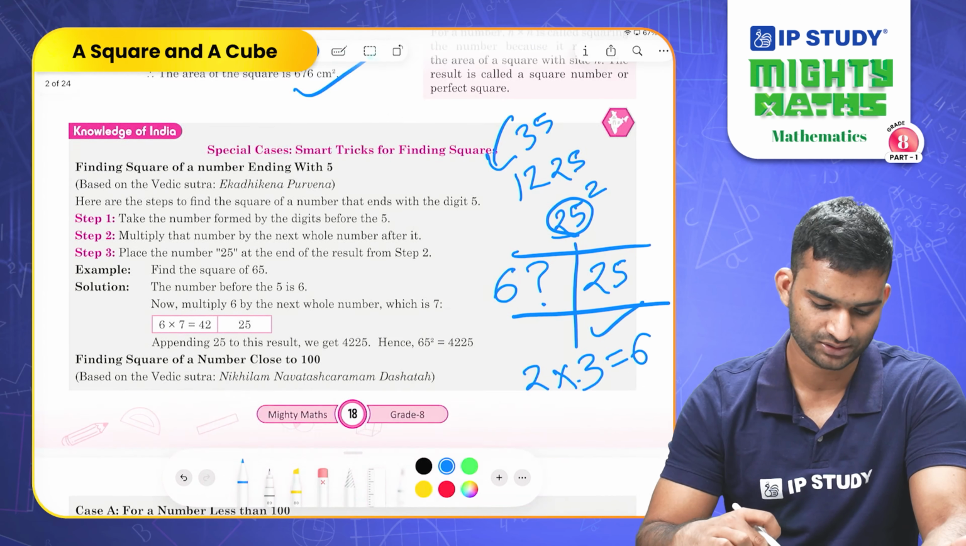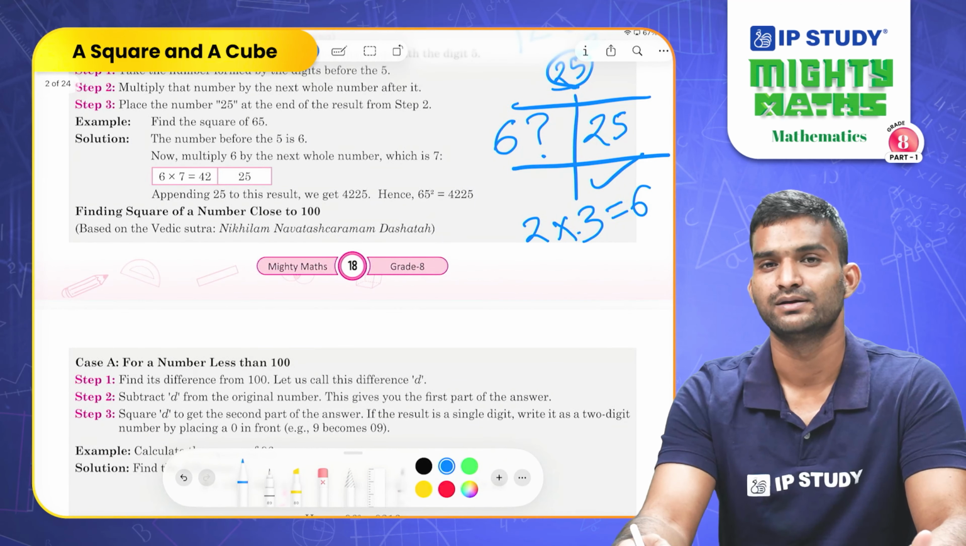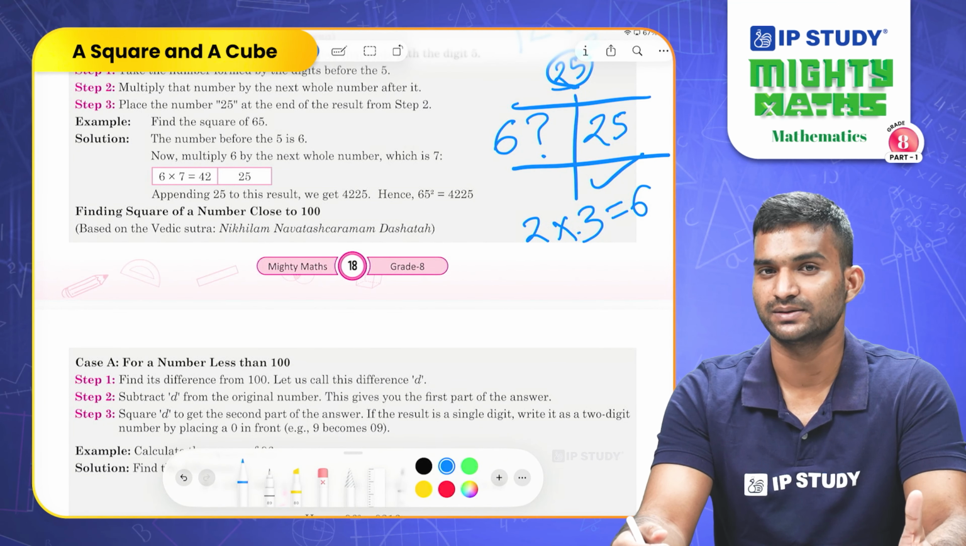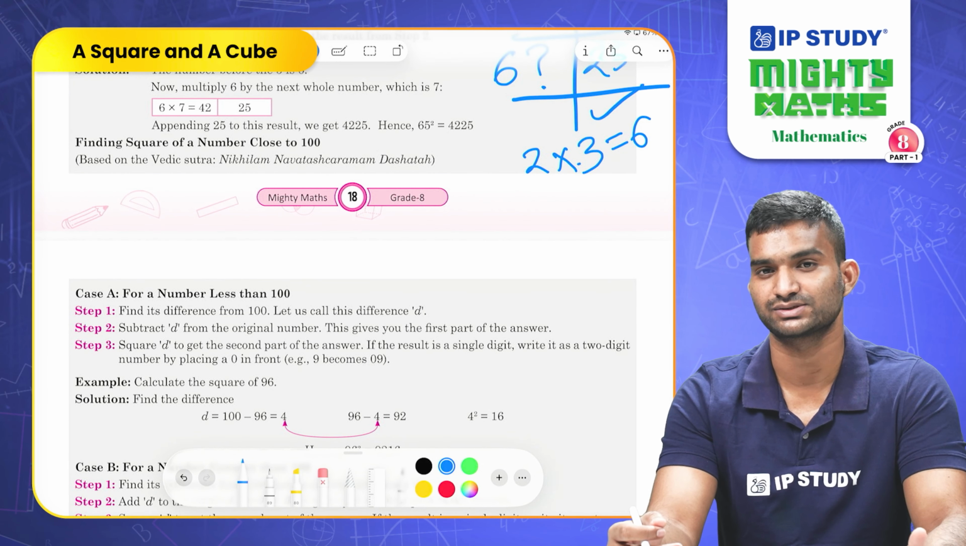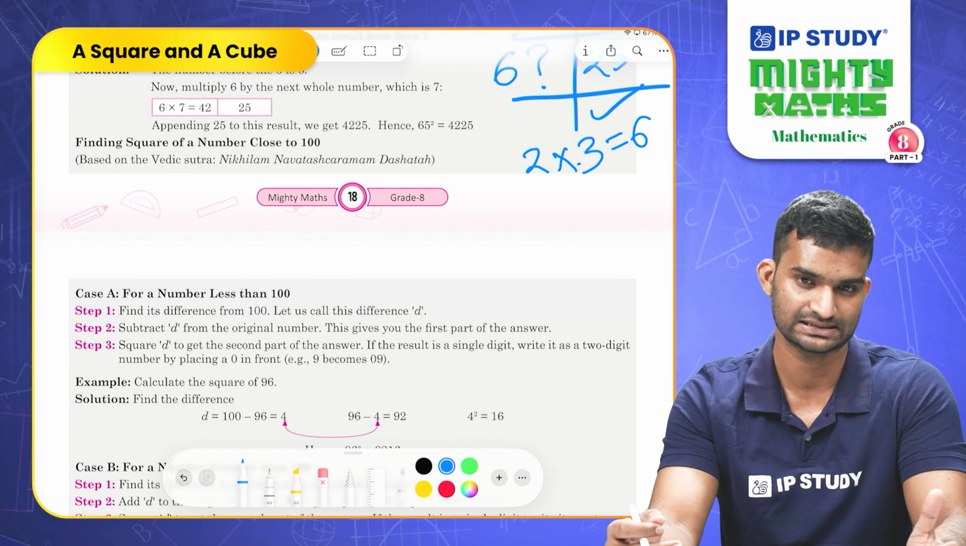Now coming to the second trick, we have the numbers that are near 100. We need to find the square of numbers that are near 100. There are two cases. The first case is when the number is less than 100.